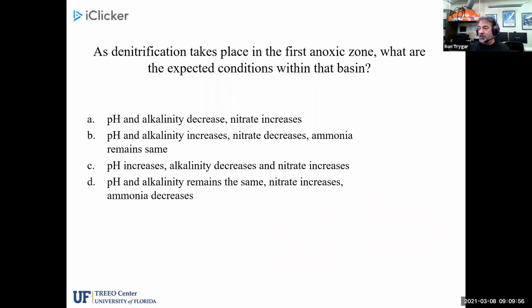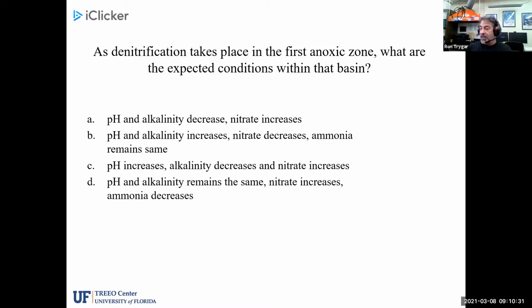All right, so here are some questions we like to use in courses, and let's see how you guys do with something like this. If you wanted to stop the slide here and read this, you can certainly do that, but I'll go through this with you. As denitrification takes place in the first anoxic zone, what are the expected conditions within that basin? The first anoxic zone here is like the pre-denitrification basin of, say, the 4-stage Bardenpho or the modified Ludzack-Ettinger, that type of placement. So what would be happening within that basin?